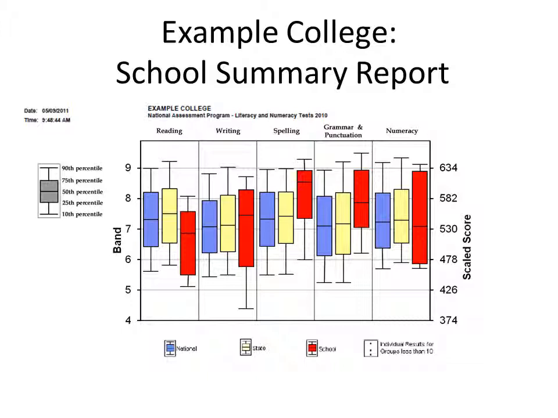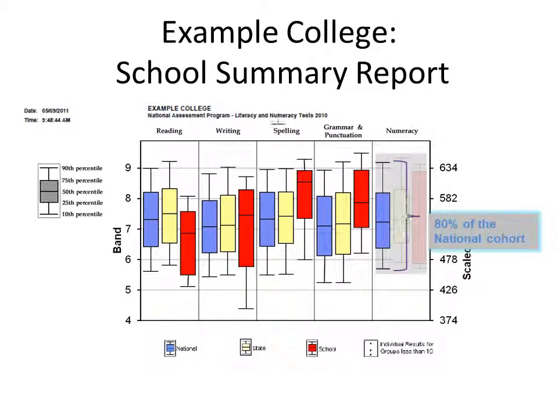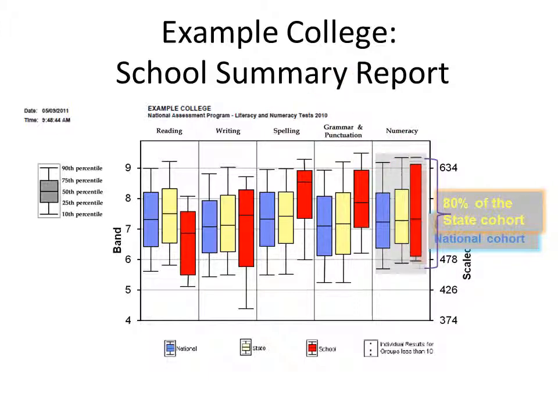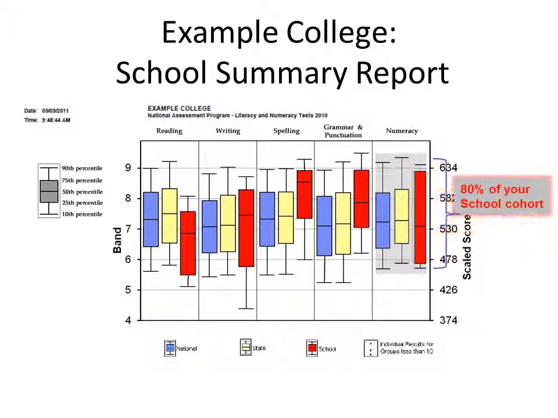On these graphs, we need to pay attention to a few particular things. First, the key up on the left-hand side tells us that this graphic represents the data from the 10th to the 90th percentile. This means that the graphs cover the middle 80% of each cohort: 80% of the national cohort, 80% of the state cohort, and 80% of your students' results. The graphic does not represent the bottom and top 10% of students.